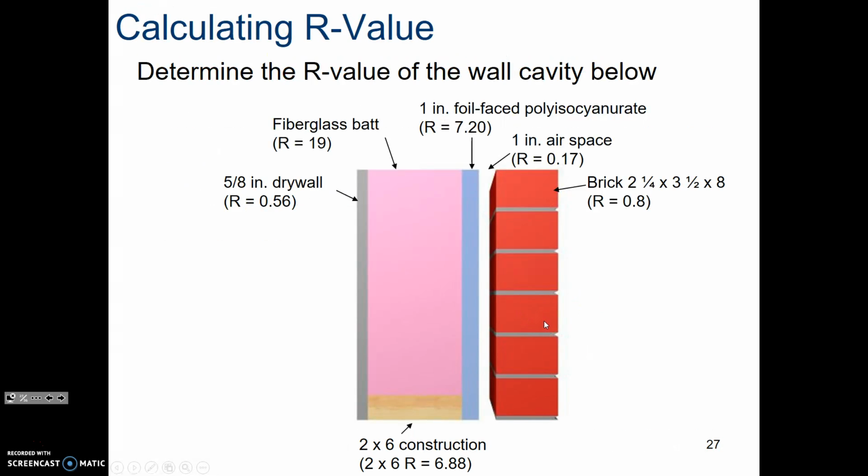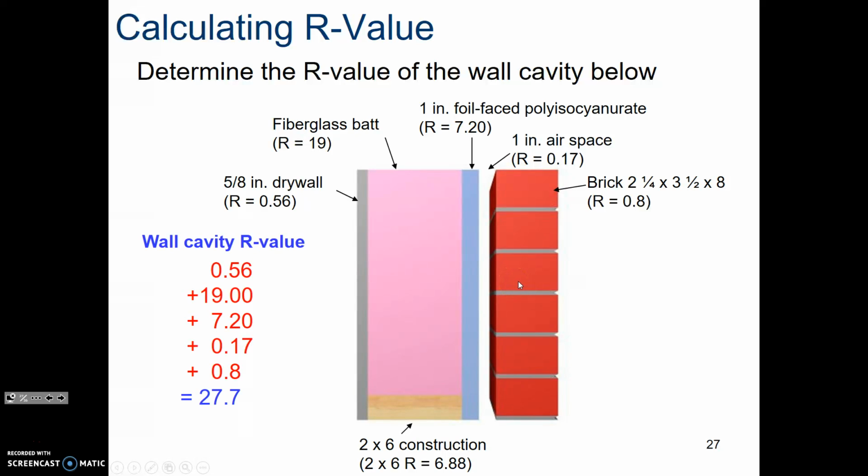So here we go. Determine the R value of the wall cavity. So right here, this section of the wall. Okay, you just add them all up, and there you go. You get 27.7. So you add the drywall 0.5, 19, 7.2, the air at 0.1, and then finally the brick. So now we can look at what is the R value of the studded location right here.